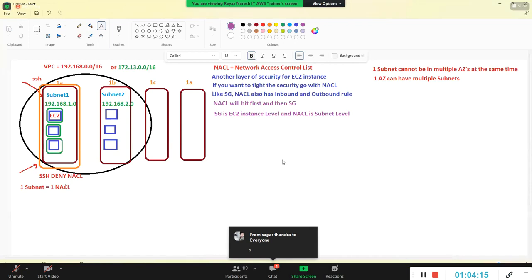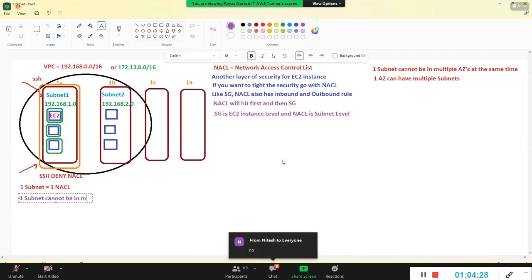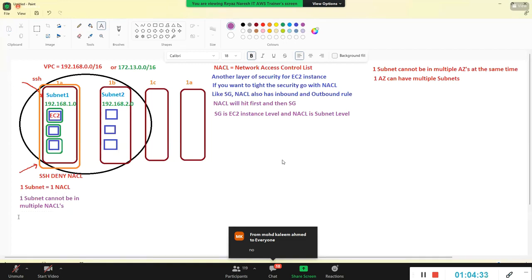So one subnet is associated to one NACL, right? You tell me, can one subnet be associated to multiple NACLs? Is that possible? One subnet cannot be in multiple NACLs, it will get confused. But one NACL can have multiple subnets. Yes.